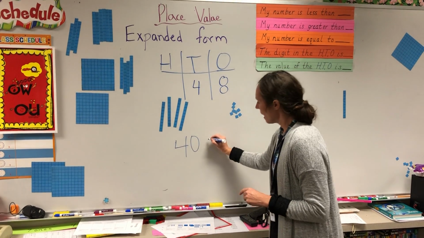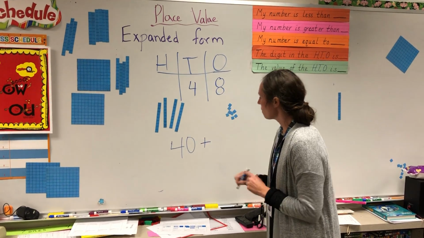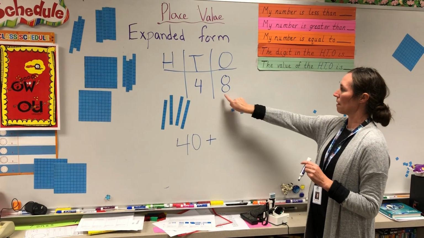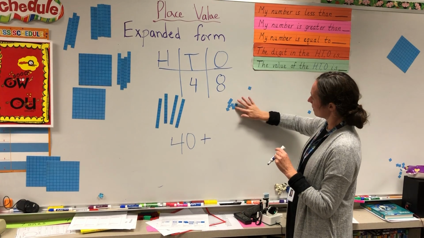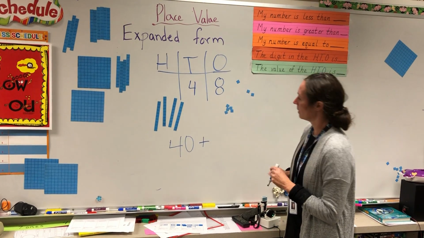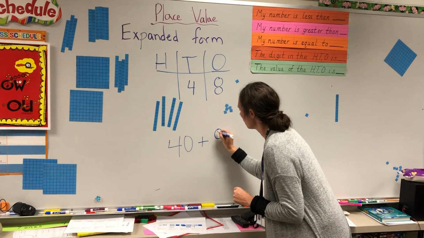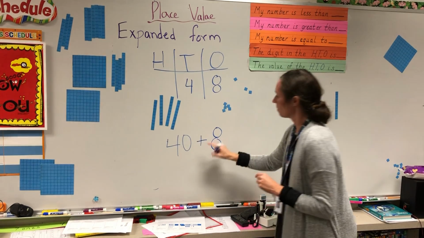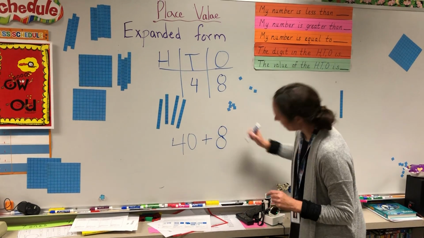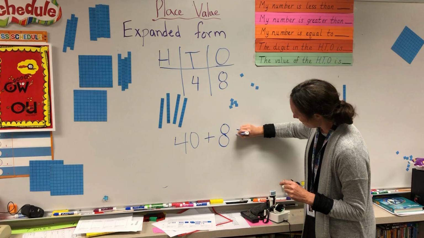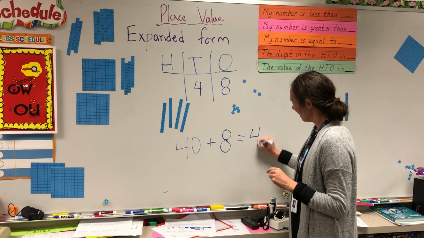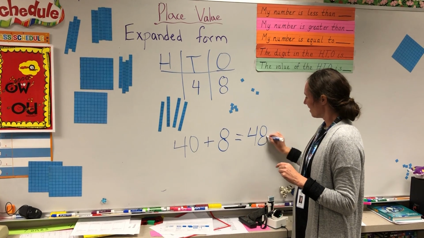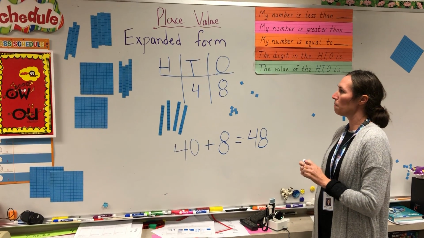And then I'm going to add my ones here to get my standard form and see what my number is. I have 8 and my value is 8 because they're only worth 1 apiece. They're just 1, 1, 1. So that's a silly looking 8. I fixed it. All right, so 40 plus 8 is 48. All right, so let's do a couple more here.